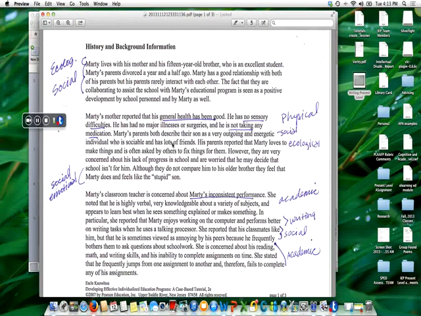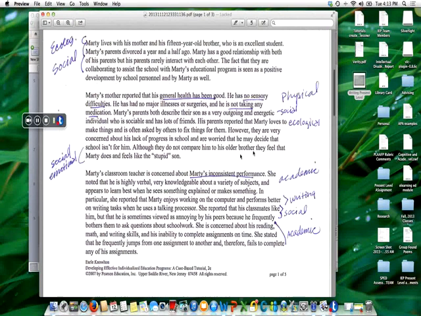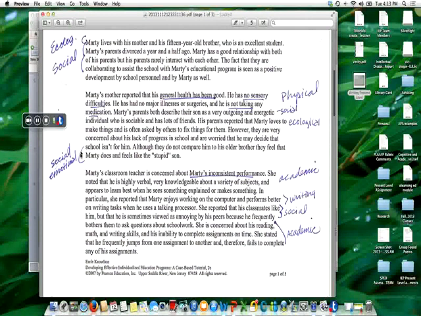Here would be part of a social. His parents describe their son as outgoing and energetic. He's sociable and has lots of friends, so we can put that right under the social. When we talk about friendships, he has lots of friends. This part might go under ecological.